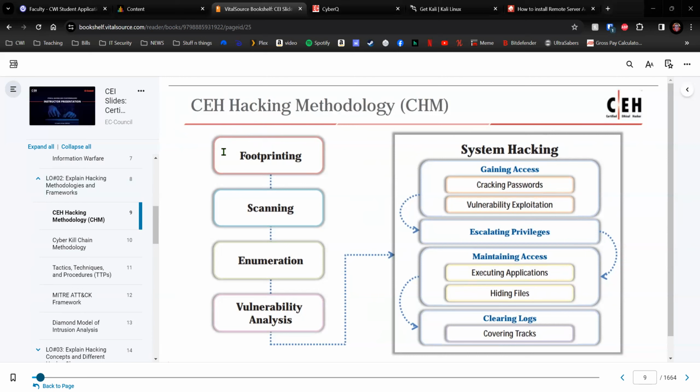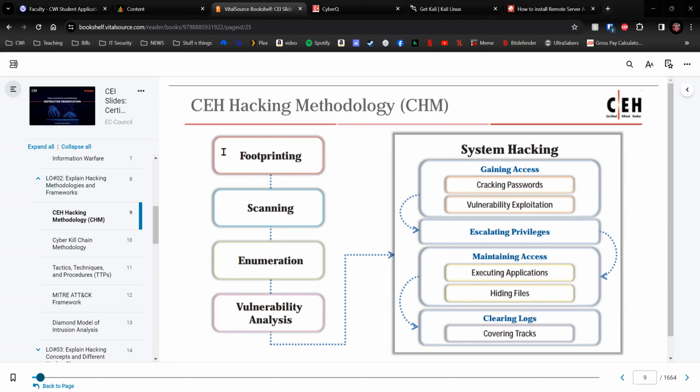So you have footprinting, scanning, enumeration, vulnerability analysis, and then you go over to system hacking. Under system hacking, you have your gaining access, where you crack the password and do vulnerability exploitation. Once you do that, you escalate privileges. And once you get those privileges escalated, what do you want to do? You want to be able to maintain your access so that you don't just get booted out. So you do executing applications, you hide your files, you do things like that.